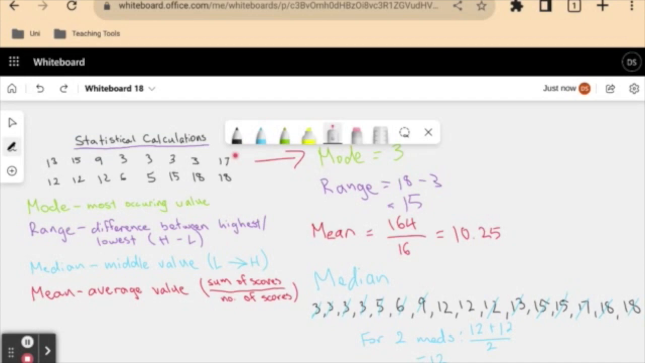So I'll see you in the next video, and we'll move on to calculating these exact same things, just using our frequency table that I drew up in the last video.